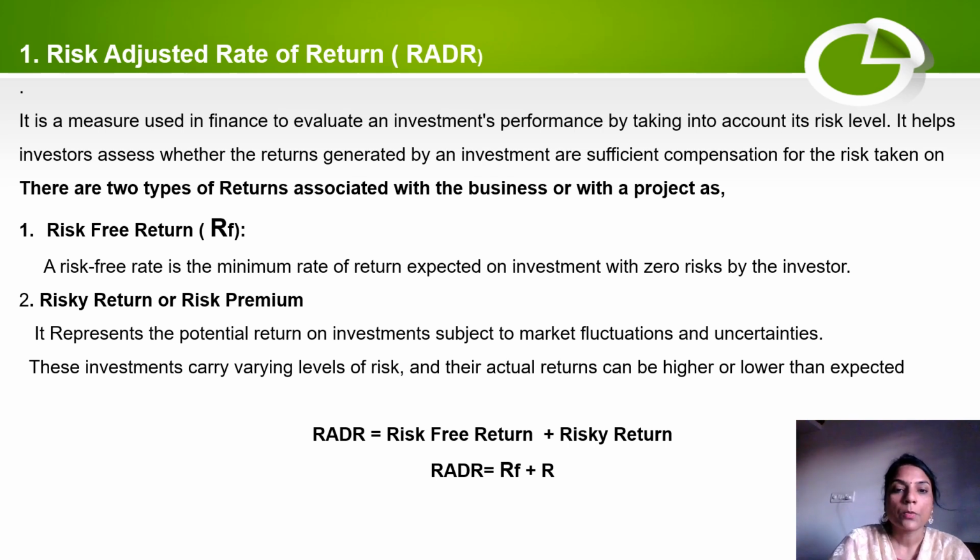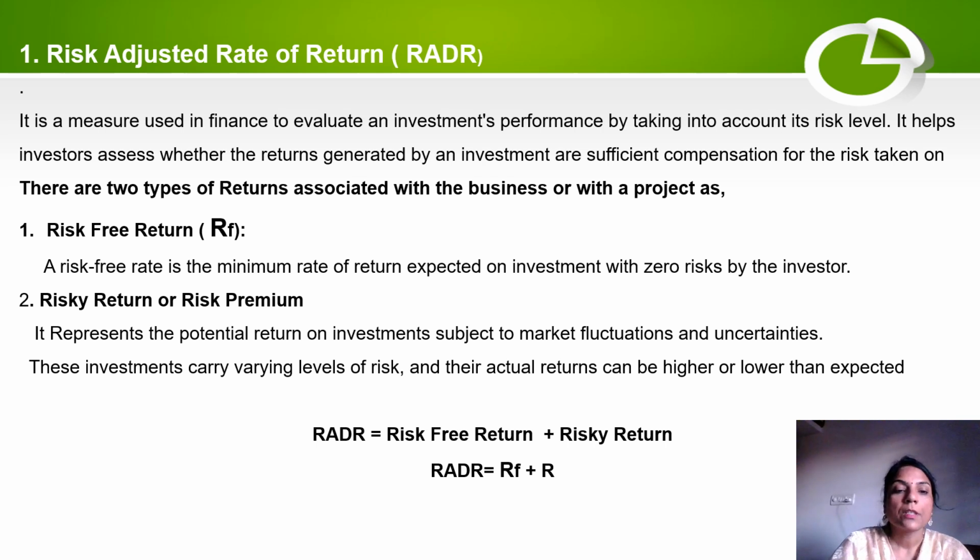There are two types of return included under this approach: the risk-free rate of return and the risky return. The risky return is also known as the risk premium. The risk-free rate of return is the minimum rate of return expected by investors from an investment with zero risk. Mostly when looking at the risk-free rate of return, government bonds are considered, and their rate of interest is taken as the risk-free return.